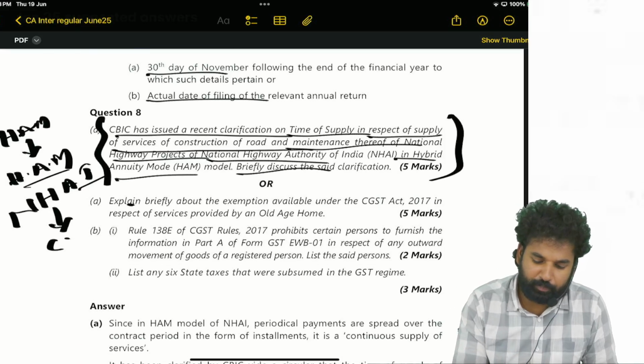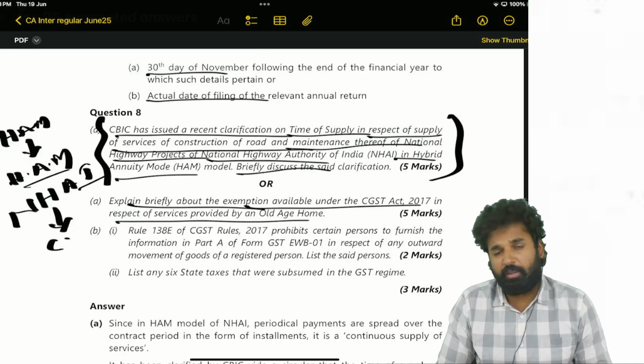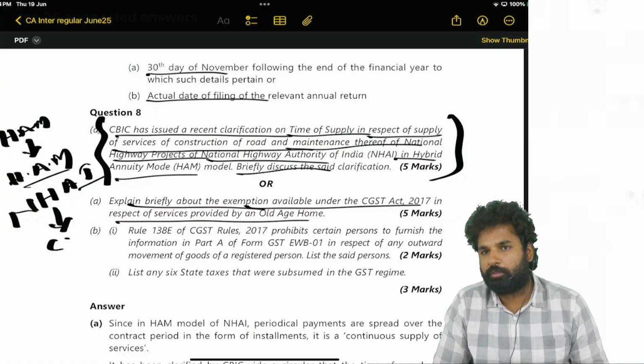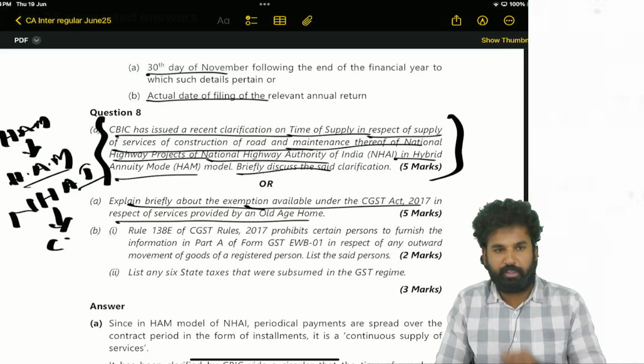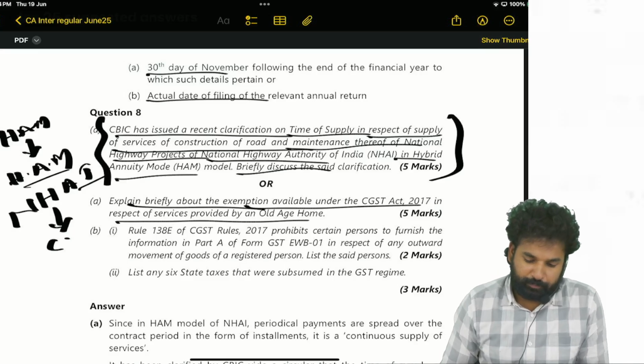Next, explain briefly about exemption available under CGST Act in respect of services provided by an old age home. What is the exemption available for old age home? There is a monetary limit. What is the monetary limit? 25,000 rupees, including lodging, boarding and accommodation. Whenever the consideration is more than 25,000, it is taxable. Up to 25,000 rupees, it is not taxable. It is exempted. Okay. Right, next.